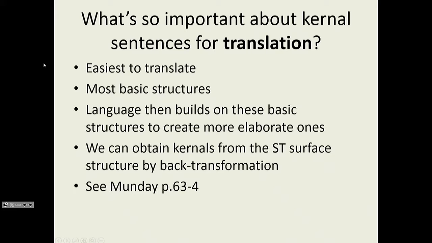So what's so important about these kernel sentences for translation? As I said, they're easiest to translate. They also provide the most basic structures, and language then builds on these to create more elaborate structures. So for translation, we can obtain the kernel, so we can work backwards from the source text surface structure by back transformation. And there are some examples on pages 63 to 64 of Munday. So if you think about it, for those of you doing interpreting, you may have been told about deverbalization, for example, which is a really helpful technique of finding out what is actually being said.